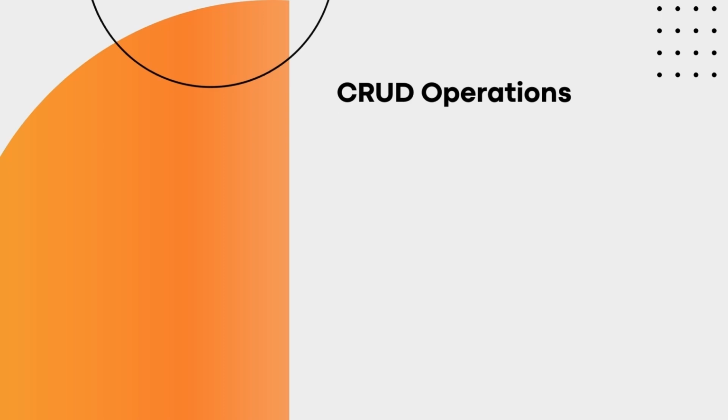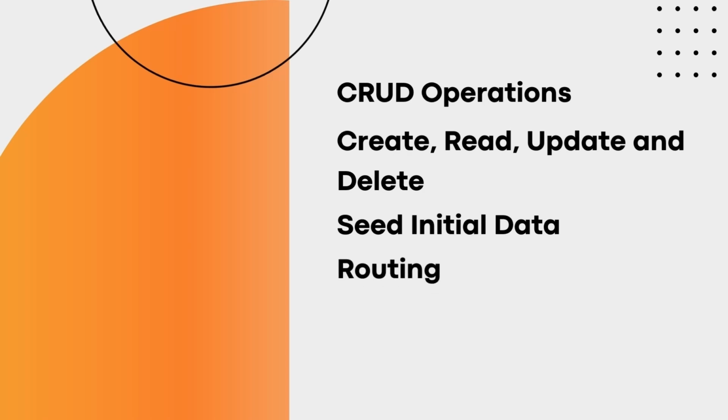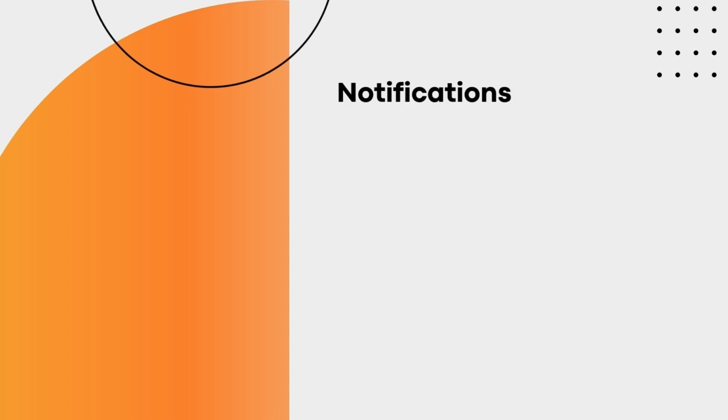We will first start with the basic CRUD operations, that is create, read, update and delete operations on our database. We will also learn how we can seed initial data to the database using Entity Framework. We will understand routing and see the different routing techniques for Razor Web Pages. We will learn a repository pattern to read and persist data to the database. We will learn how we get the data on page loads and also submit forms. We will also show success and failure notifications on our web pages.